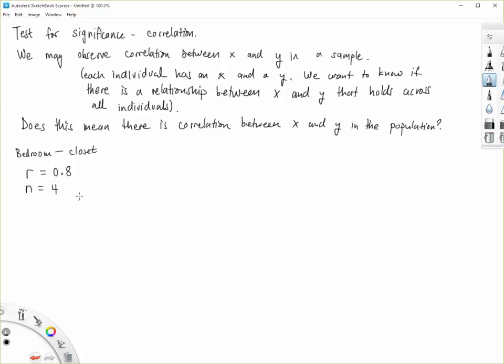So we want to know, does this mean there's correlation that's significant in the population? You know what? I think n equals 4 is fine, actually. We perform a hypothesis test. Our null hypothesis would be that there's no correlation between x and y in the population. Or symbolically, we write that rho equals 0. This looks like a P, but it's the Greek letter rho.